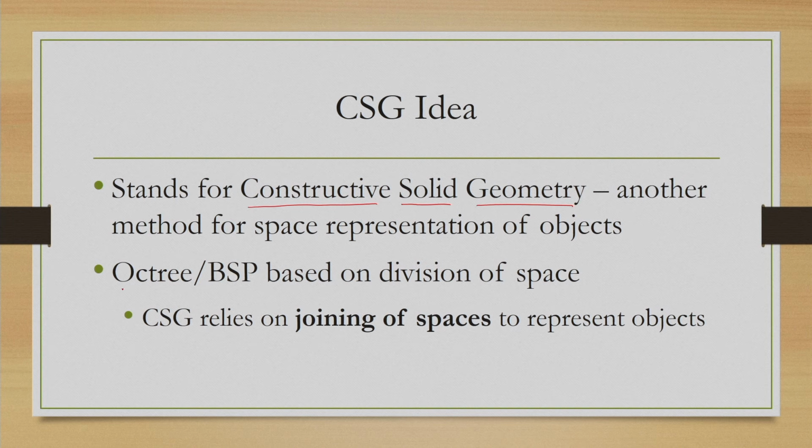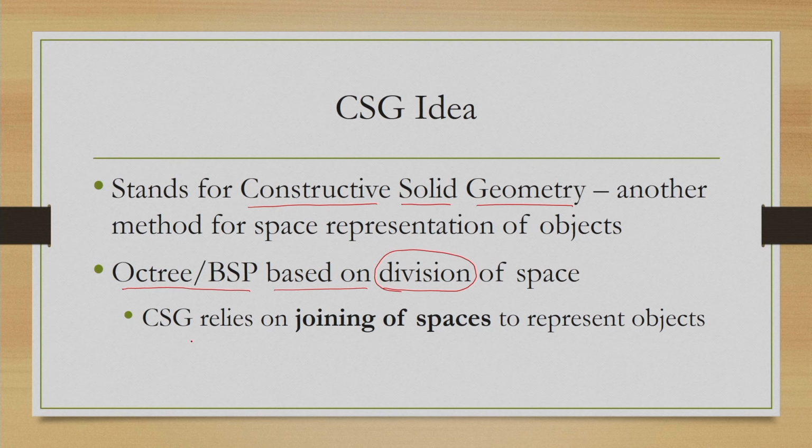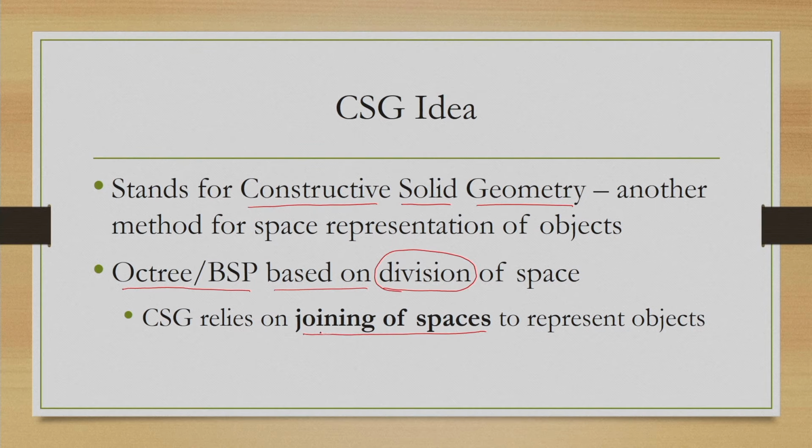Now, in the case of octree or BSP, what have we seen? We have seen that these representations are based on division of space. We are given a space and we divide it into subspaces. In comparison, in the case of CSG, it is actually based on joining of spaces, just the opposite of what we do in BSP or octree methods. So, in CSG, we rely on joining of spaces to represent objects.